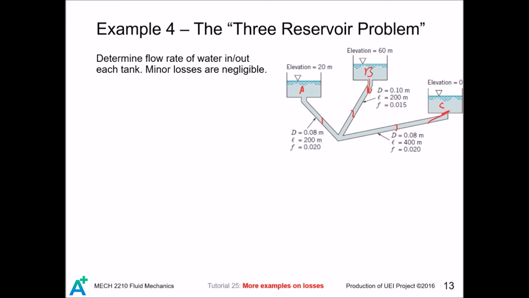But for tank A, water can flow out of tank A into tank C, or water can flow from tank B into tank A. So, there are two possibilities. Or, we first assume that this is true, so that we can apply the energy equation between point A and point C.